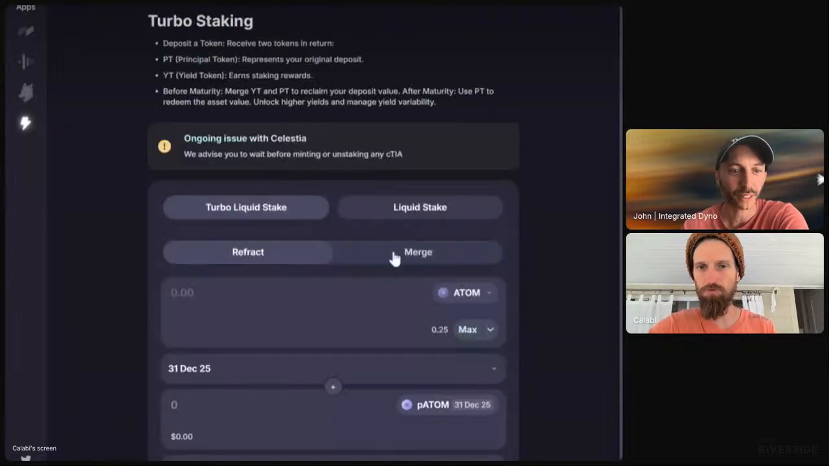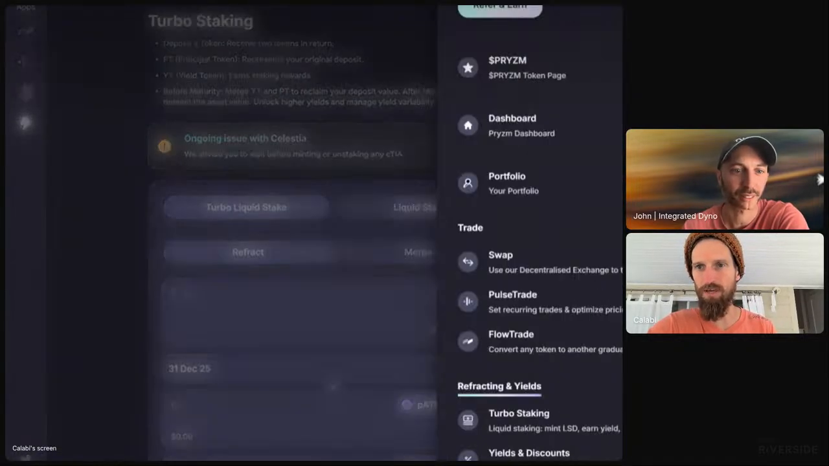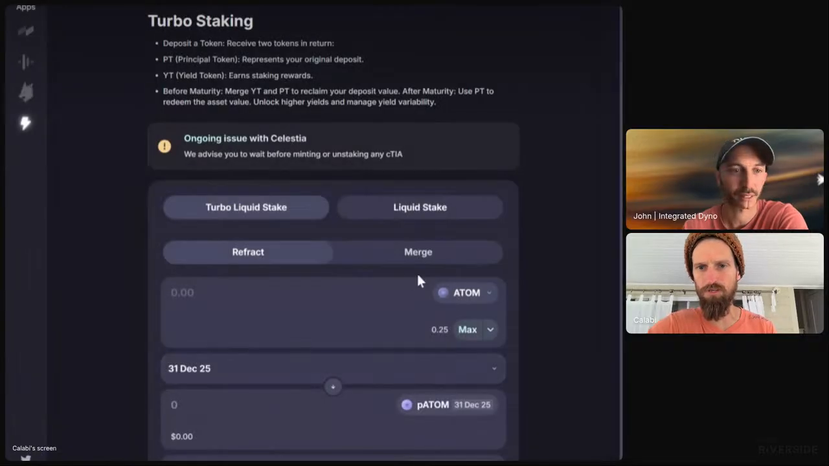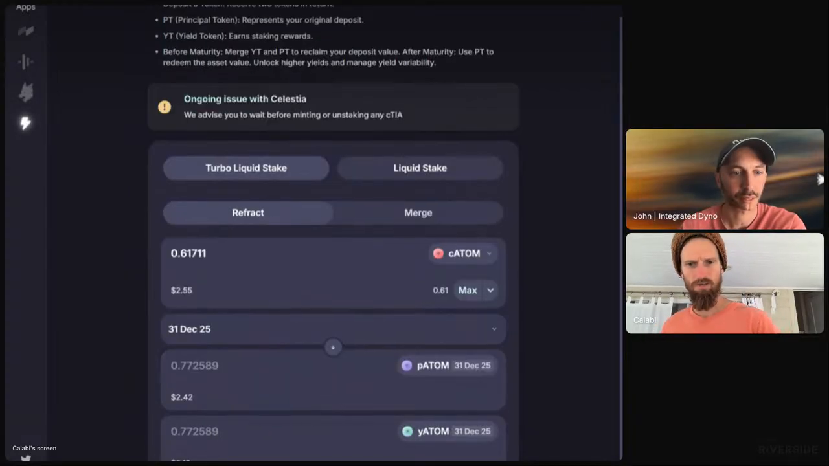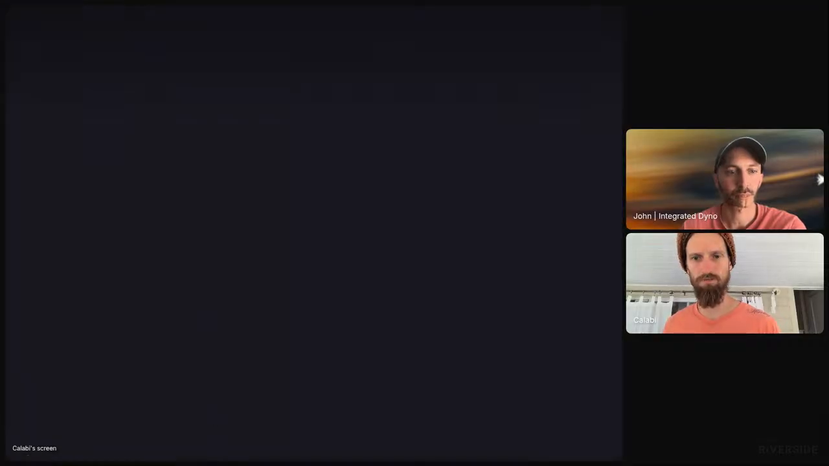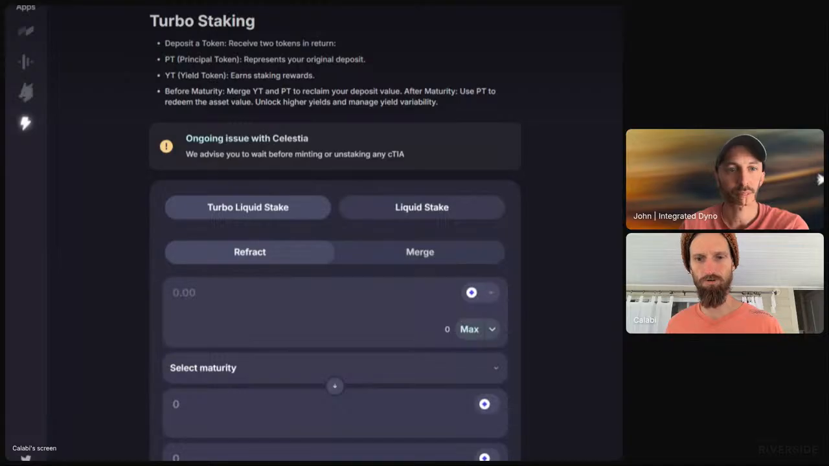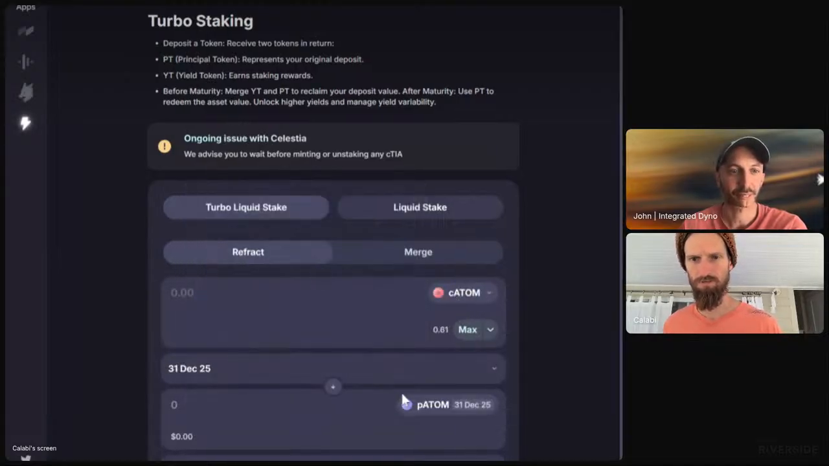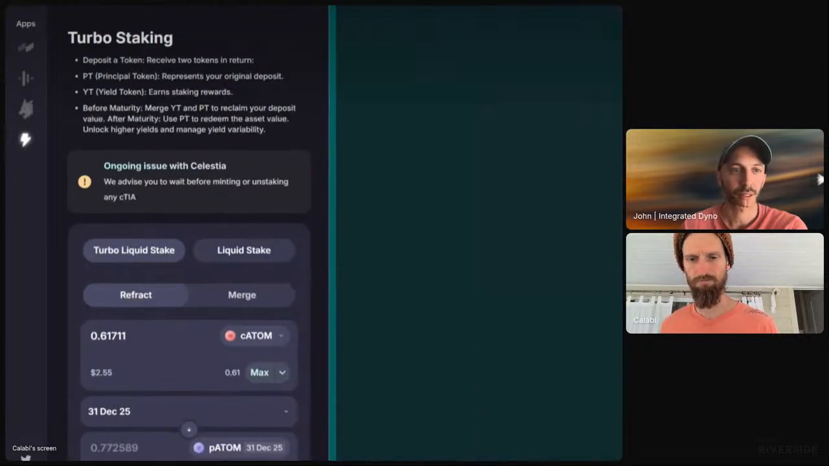So we're going to go back to turbo staking, and we've done that. And we're going to turbo stake YieldLab, and we're going to go ahead and do the nearest term maturity, and we're going to refract. Refresh the page. Good old reboot always fixes things. Let's try it again. YieldLab X. There we go.